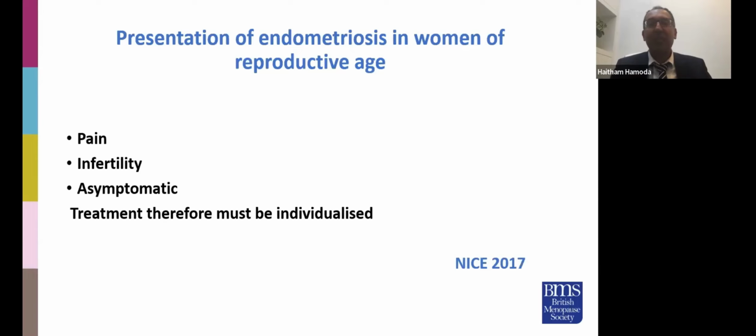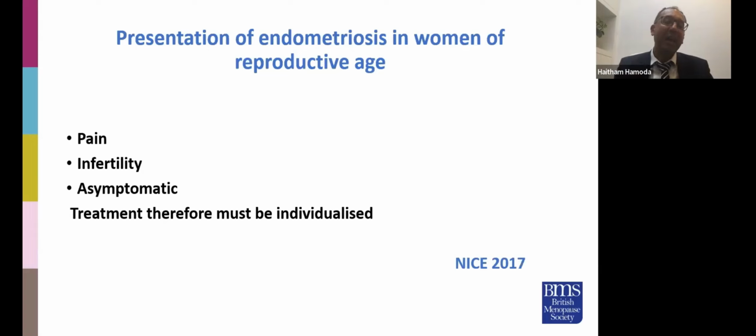So if someone has got pain as the main issue, you would say treatment could be medical or surgical. Medical treatments largely work through suppression of ovulation. So generally speaking, it's going to be hormonal treatment that suppresses ovulation. But of course, it can be surgery where the lesions are either treated with energy or excised.